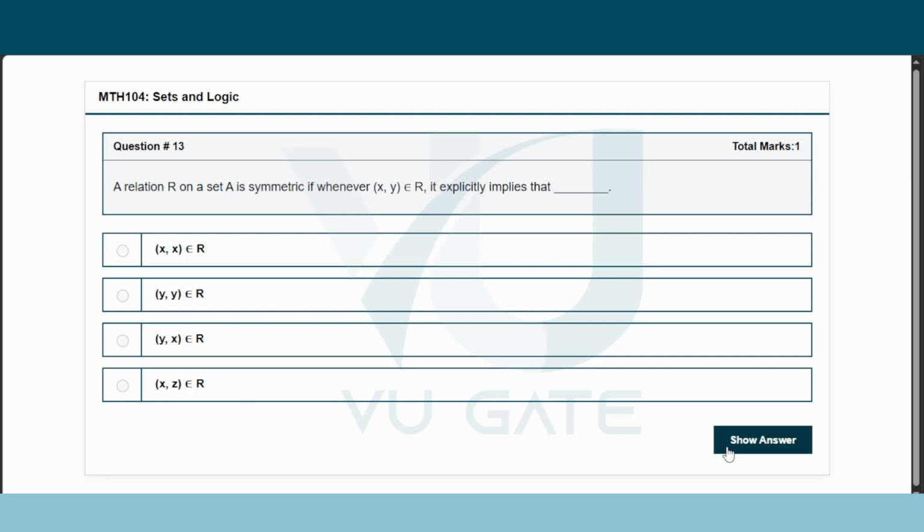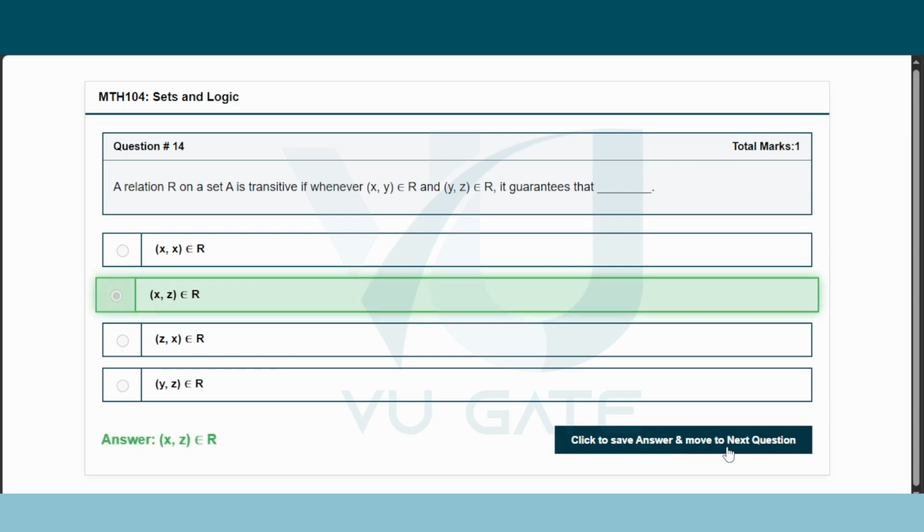Question number 13. A relation R on a set A is symmetric if whenever the ordered pair X, Y belongs to R, it explicitly implies that blank. The correct answer is the ordered pair Y, X belongs to R. Question number 14. A relation R on a set A is transitive if whenever the ordered pair X, Y belongs to R, and the ordered pair Y, Z belongs to R, it guarantees that blank. The correct answer is the ordered pair X, Z belongs to R.